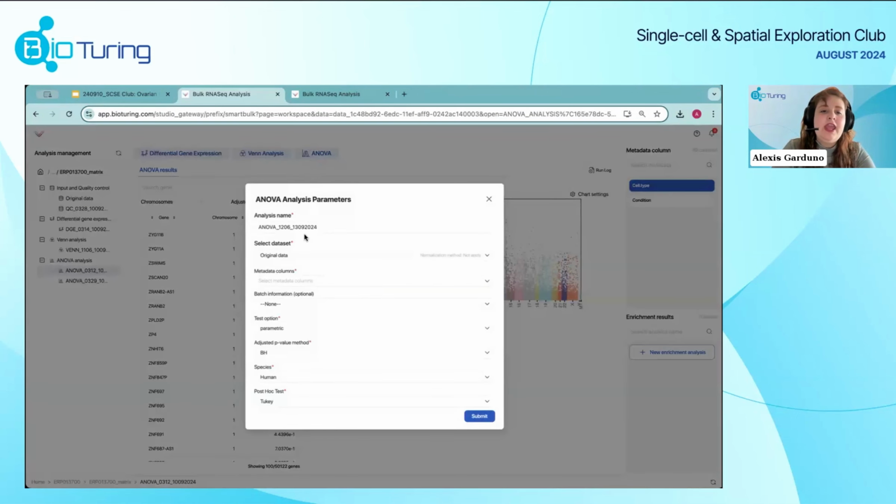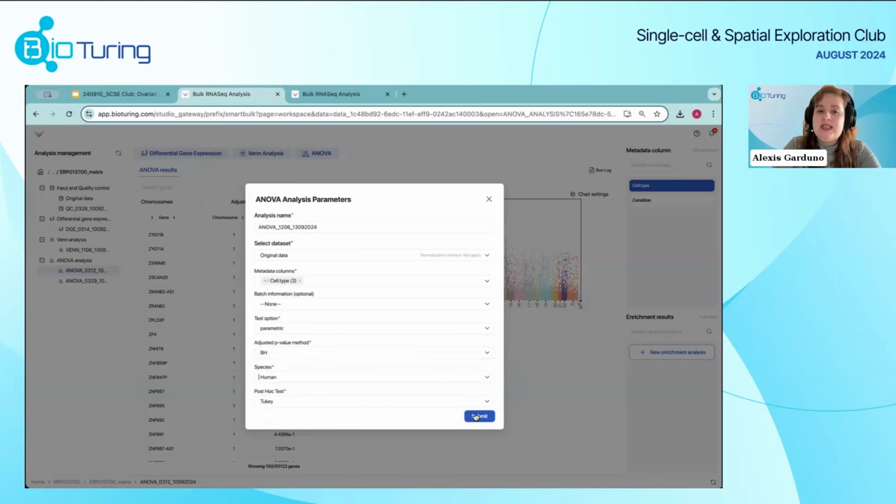From here, there are other parameters that you can keep in mind when you're uploading the data. They could be specific to the experiment that you're running, such as different test options, the adjusted p-value method that you need, or what species you're working from. So it's always important to select what is specific to your data set. Once you submit that to the database, since this does take a few minutes to load, I have prepared a result here in the slide so you can see the ANOVA results.